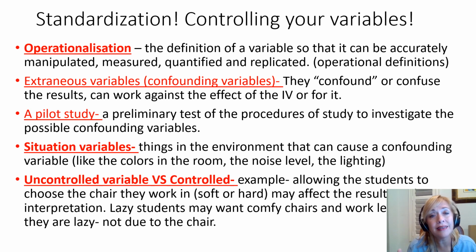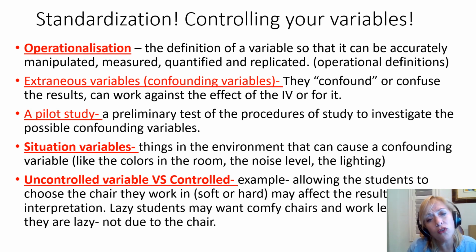Now, a pilot study is a preliminary test. They can do a study before an actual study. They call that a pilot program or a pilot study. There's something called situational variables, which are things in the environment that can cause confounding variables, like the colors in the room, the temperature of the room, the noise level, the lighting, the people around you. Like, did you sleep last night? There's so many things that can confound or confuse or affect an experiment. And those are all called situational variables that lead to confounding variables.